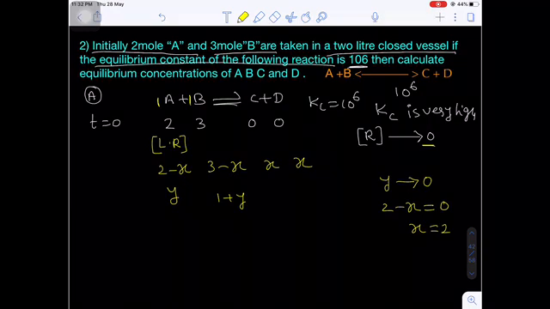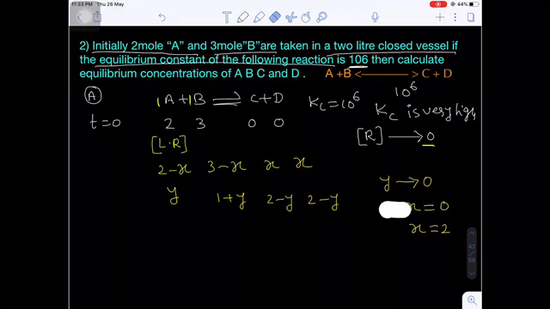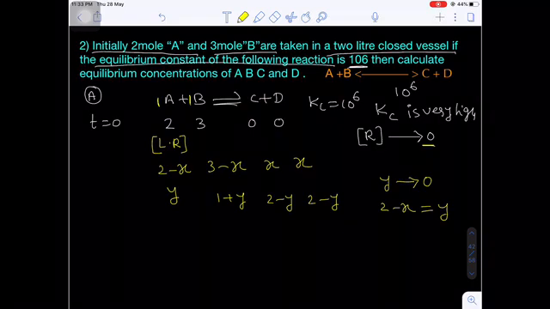So at equilibrium we have 2 minus X, 3 minus X, X. Next, Y, 1 plus Y. This is 2 minus Y, and this is also 2 minus Y. I am taking 2 minus X as Y, where Y tends to 0. So the X value becomes 2 minus Y. Are you getting my point?